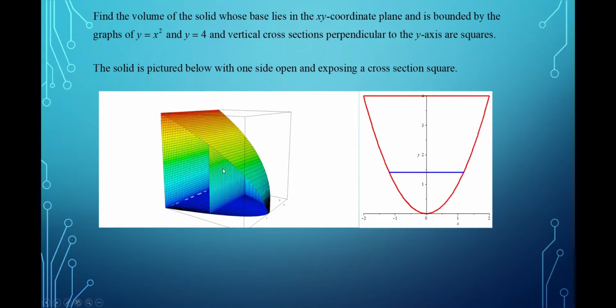So the notion here is that you could calculate the area of a cross section any place between y equals 0 and up here, say y equals 4, by just looking at one of these cross sections, computing the length of the cross section, and squaring that, and you've got the area of the square cross section.